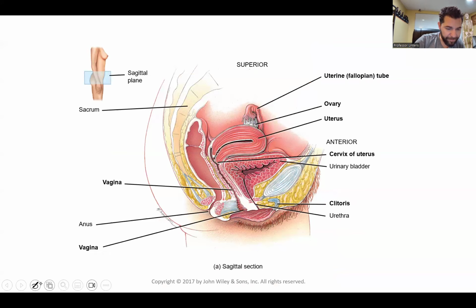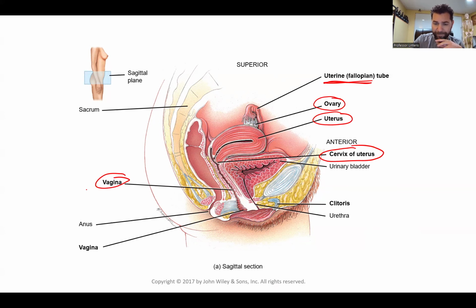We can see here from a sagittal view a little bit more detail of structures, right? As stated, here are the ovaries. We have the uterine tube, also known as the fallopian tube. I call it the fallopian tube, but you will also see it called the uterine tube that connects to the uterus. The uterus has three layers. We'll talk about that and what those do. Obviously the cervix, and then the vagina, right?